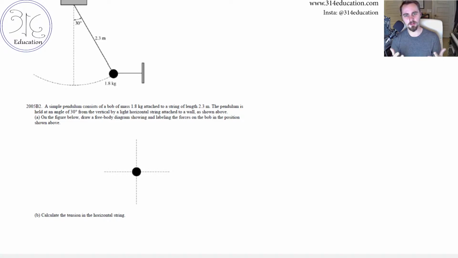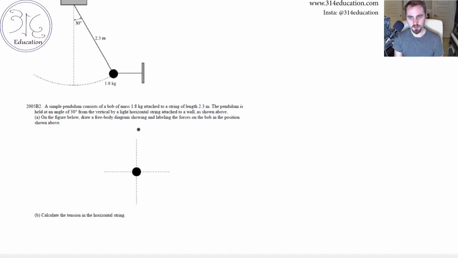Yeah, the challenging portions would be our pulleys and our inclined planes, and so we kind of took a look at how bad that could really get. But then we'll see other problems like these, but these are going to be much simpler. So we've got a simple pendulum with a bob of mass 1.8 kilograms attached to a string of length 2.3 meters. The pendulum is held at an angle of 30 degrees from the vertical by a light horizontal string attached to a wall, as shown above.